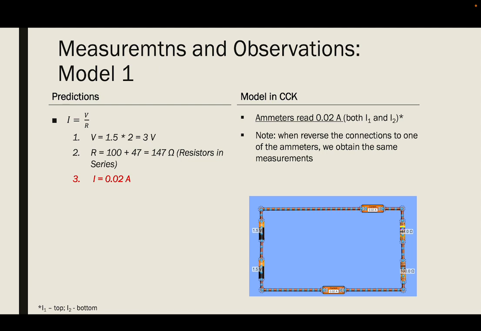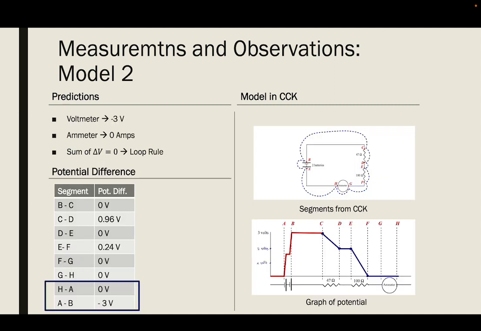On the right side of the slide, you can see the screenshot of the circuit built in CCK. As you can see on the screenshot, the predictions were correct and the ammeter measured 0.02 amps. Note, when we replaced the ammeter with a voltmeter, it measured 3 volts. I have also observed that when we reversed connections to one of the ammeters, we obtained the same measurements.